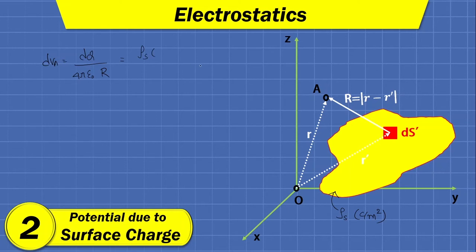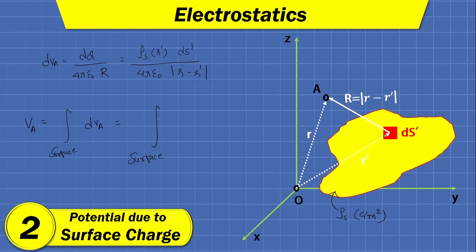If the charge distribution is non-uniform, then this charge density will be a function of the point, that is r prime. So rho s into ds prime divided by 4 pi epsilon 0. In place of r we can write modulus of r minus r prime. And to find the total potential due to this whole surface charge, we will have the surface integration of dVA. So this is nothing but the surface integration.